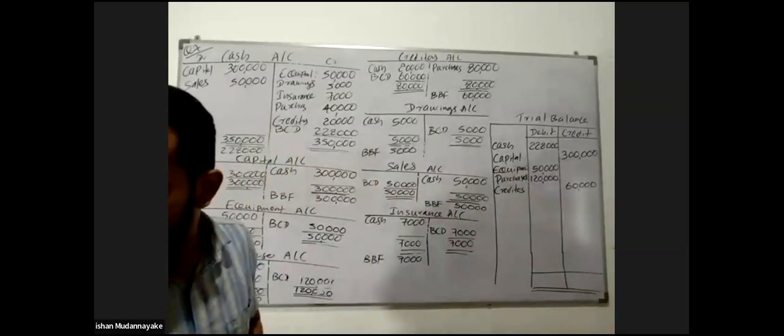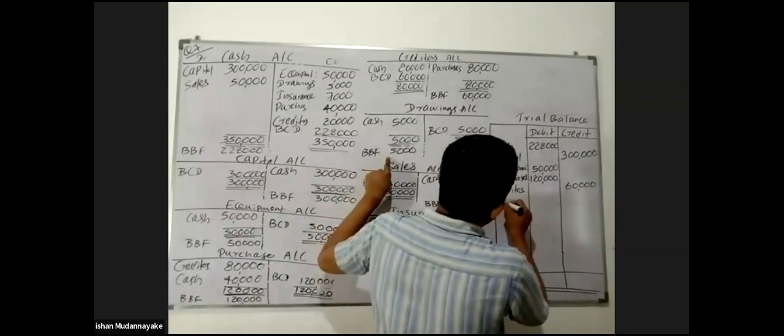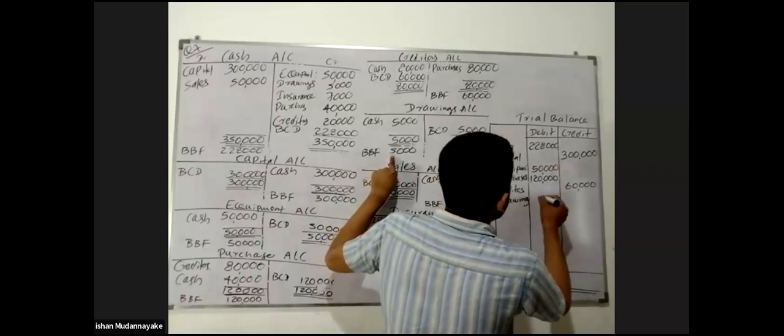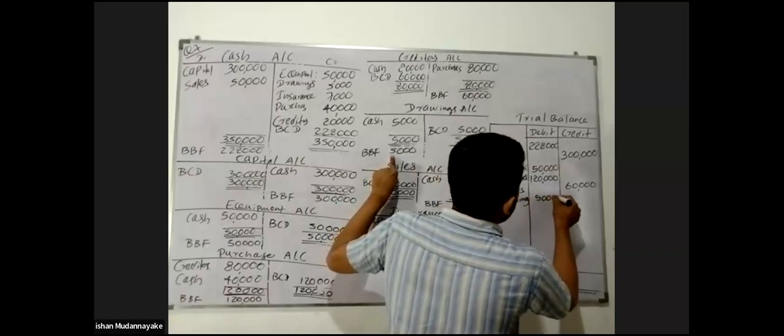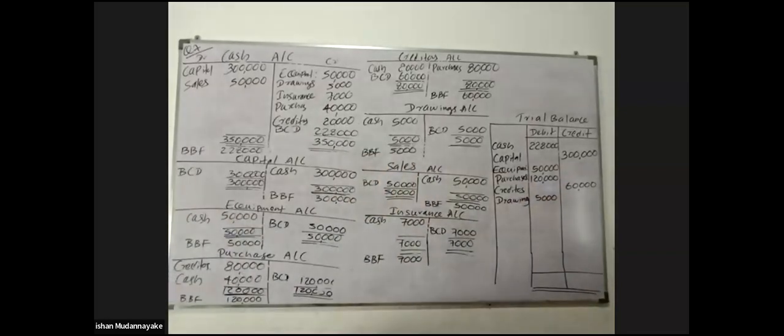Okay, that's fine. Drawings balance brought forward in the debit side. Drawings, debit side 5,000. Are we only considering the BBF? Yes, only BBF. Balance brought forward.